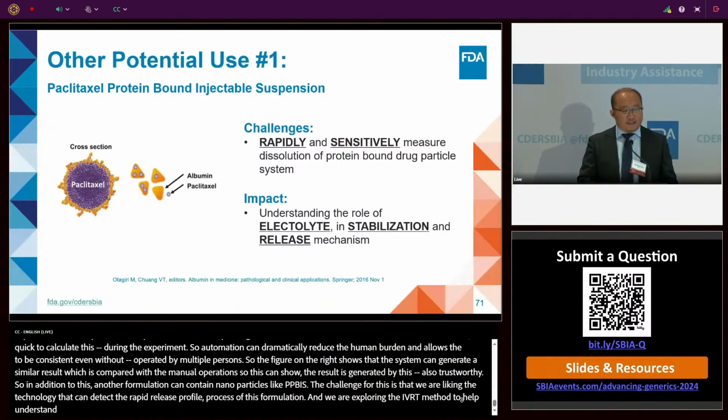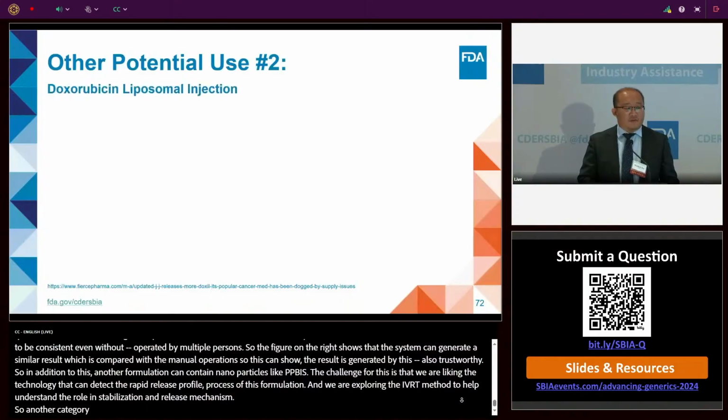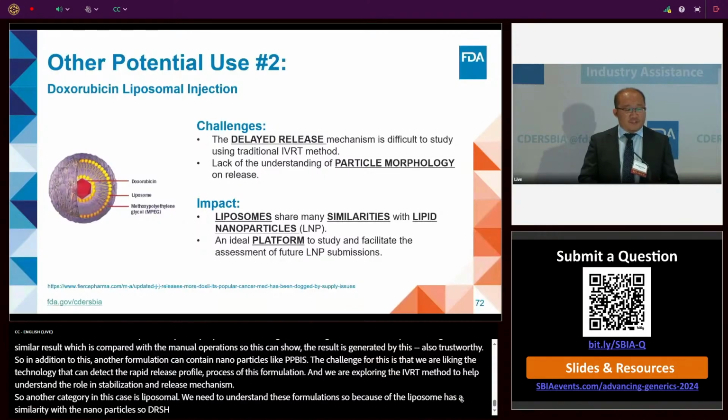stabilization and release mechanism. So another category in this case is Doxil, liposomal injections. So the challenge for this kind of formulation is that its delayed release mechanism is difficult to measure using traditional IVRT methods, and also lipid nanoparticles are a growing platform for drug delivery, and we need better IVRT methods to understand these formulations. Because liposomes share many similarities with lipid nanoparticles, Doxil liposomal injection can really serve as an ideal platform to study and facilitate the assessment of future lipid nanoparticle submissions.